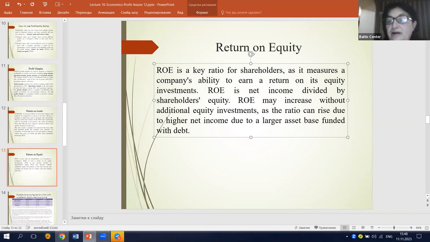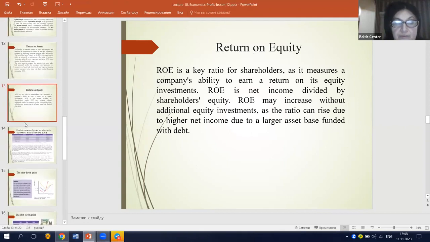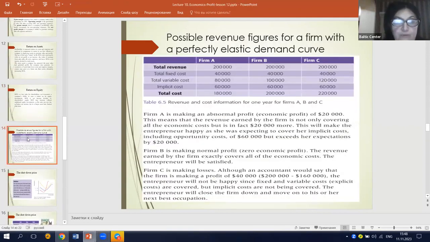The ROE, return on equity, may increase without additional equity investment. So the ratio can rise due to a higher net income, or due to a large asset base funded with debt. So for possible revenue figures for a company with a perfectly elastic demand curve there.